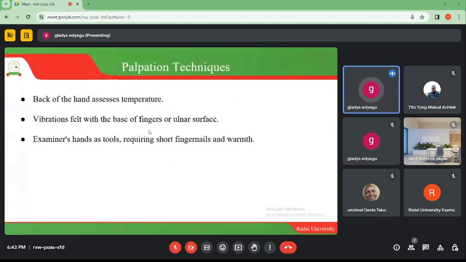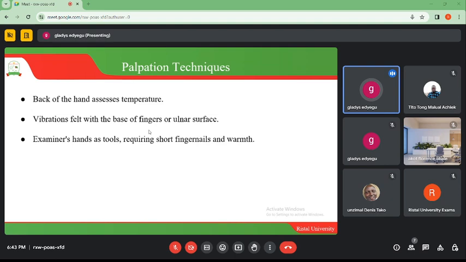So the back of the hand assesses temperature. The back of your hand, not the palms, is the one that you put on top of the patient's skin so that you can feel the temperature of your patient. So you don't use your palms, but you turn to the back where there is the skin. The back of your hands is what you use for feeling the temperature. Then vibrations are felt with the base of fingers or ulnar surfaces, and the examiner's hands are the tools.